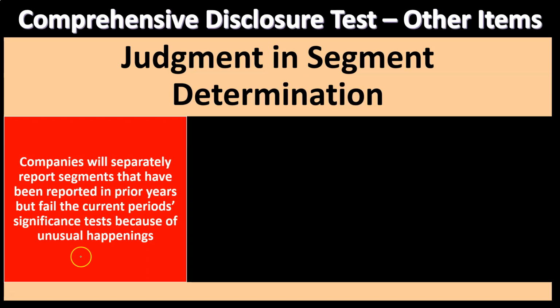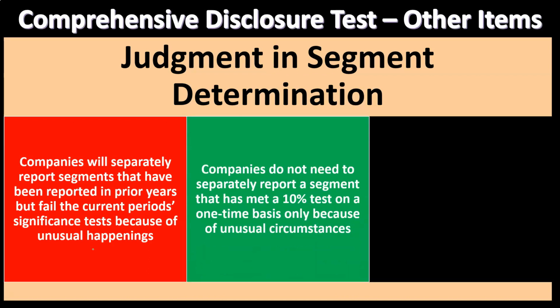But if the reason it doesn't meet the 10% test is something unusual that happened that year, it was just a weird year for the business for whatever reason, then you would want to follow the consistency principle and still report it as a separate segment, so that it'll be consistent with the prior period. And going forward, it may then still be a separate segment and qualify under the 10% rule for the next year.